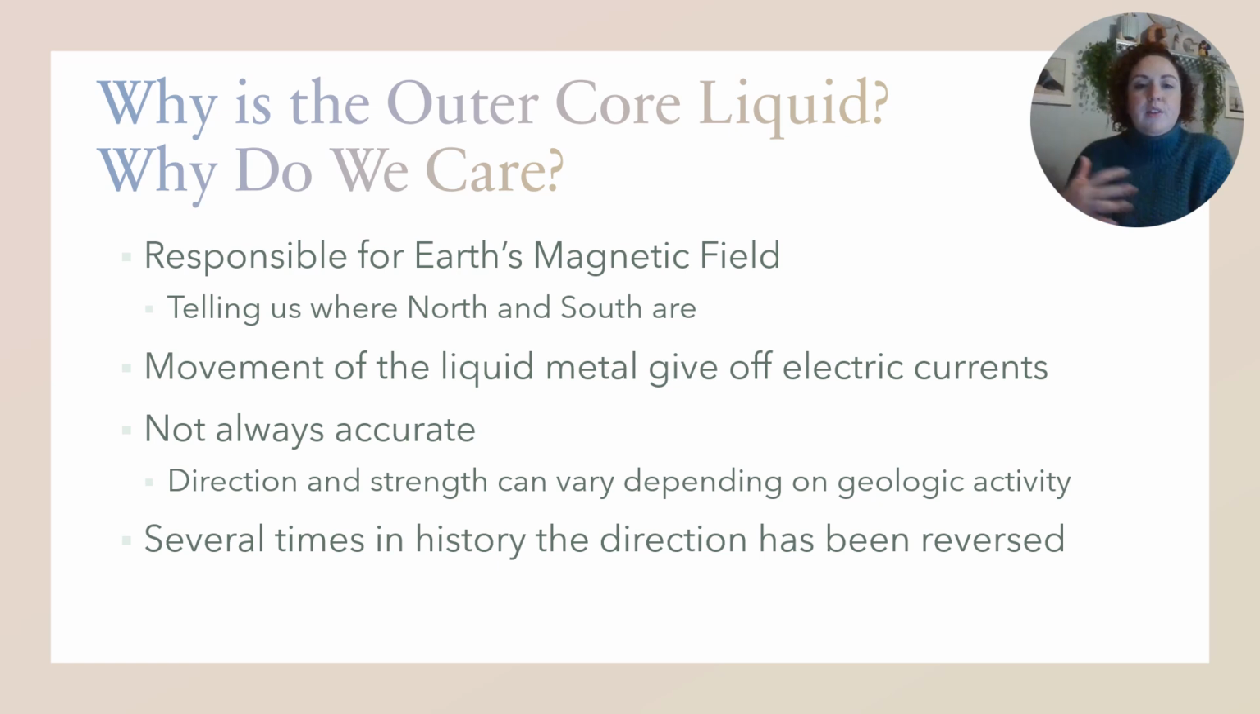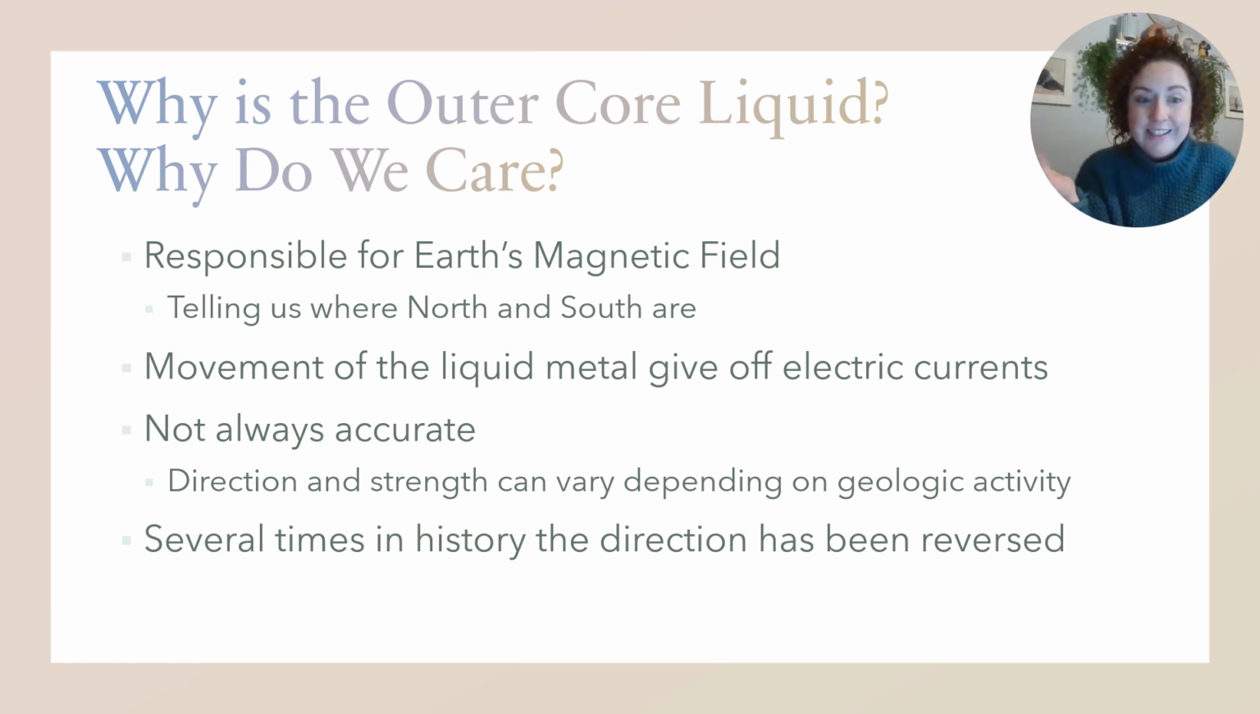So the movement of the liquid metal gives off this electric current. That's all magnets are, essentially electric currents running through them. It's not always accurate, okay? We speed up, we slow down within our rotation, and the direction and the strength can vary depending on the geologic activity happening. It gets weird around earthquake faults. It gets weird around volcanoes. It gets weird the further you are up in the mountains versus how close you are to sea level. It just happens. It's nature.